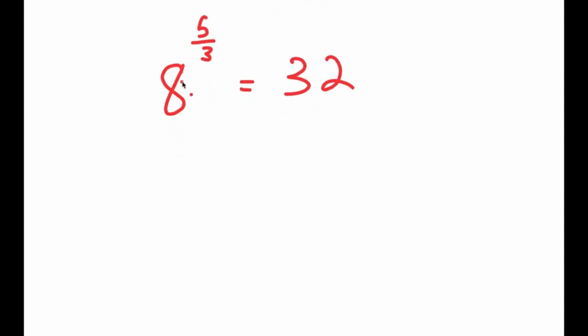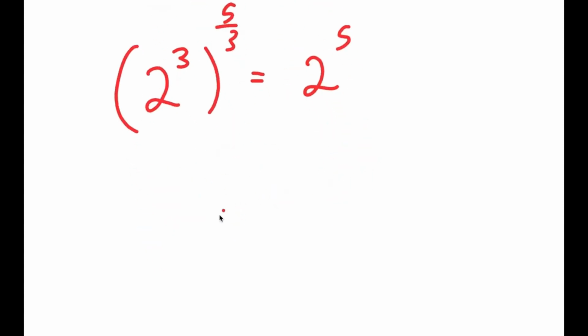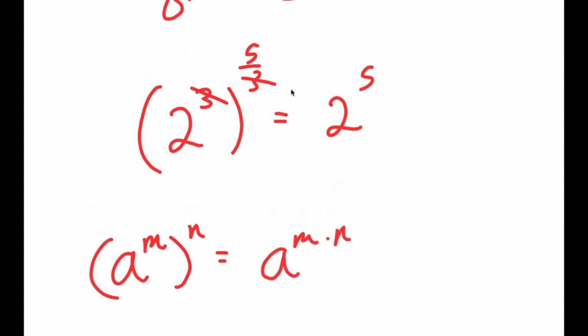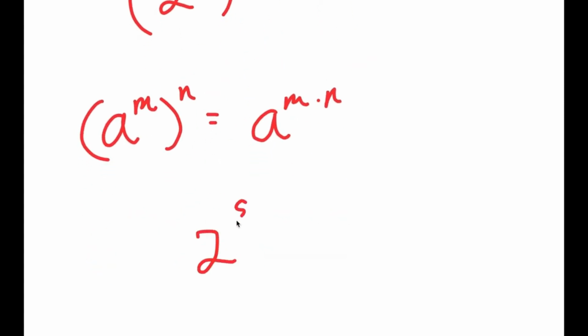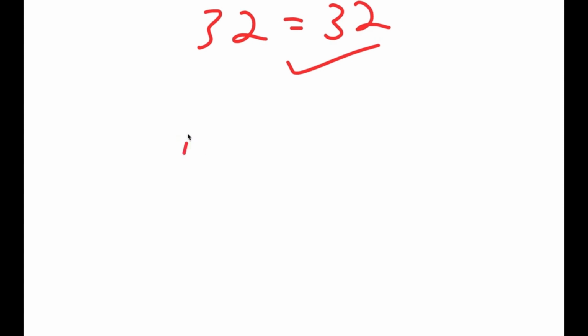Now, 8 is the same thing as 2 to the power of 3. So I get 2 to the power of 3, to the power of 5 over 3, is equal to 32, which is the same thing as 2 to the power of 5. And if I have something in the form a to the power of m to the power of n, this is equal to a to the power of m times n. So these two 3's cancel out, and I get 2 to the power 5 is equal to 2 to the power 5, or this is the same thing as 32 is equal to 32. This is right. Now, I also have a second method of solving this problem.